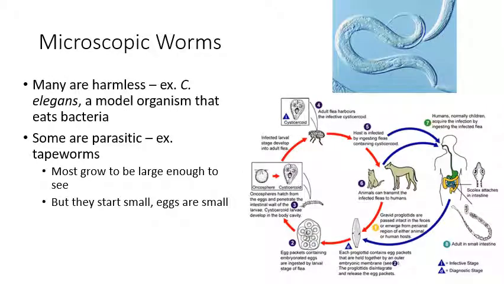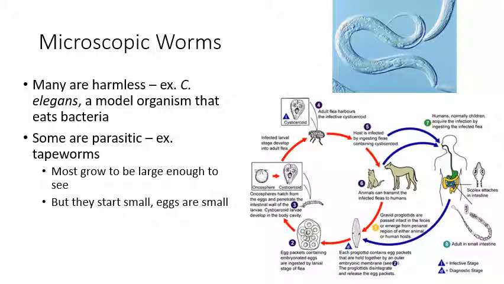And then microscopic worms. Most of these are harmless. An example is C. elegans. That's not only harmless, it's beneficial because we use it as a model organism in science a lot. So just an organism that is frequently studied and used as a subject for experiments. So this here is a C. elegans worm. It's microscopic from the day it's born till the day it dies. It's real tiny.